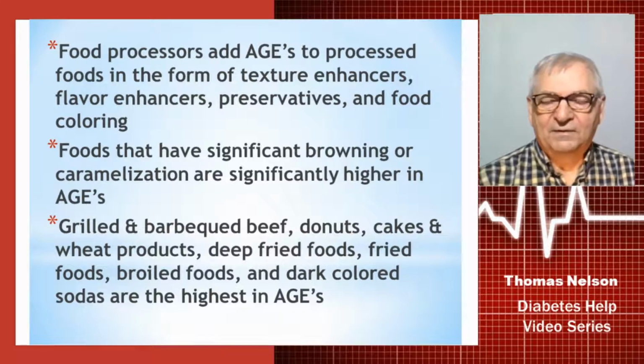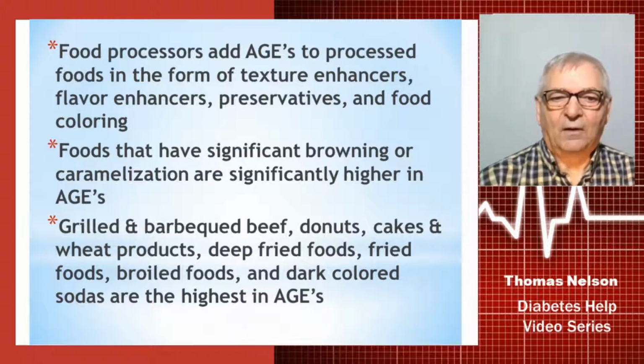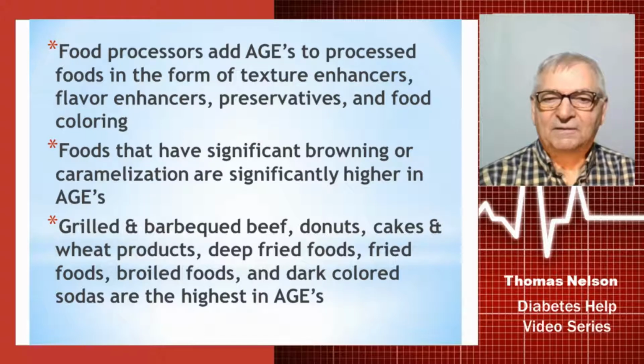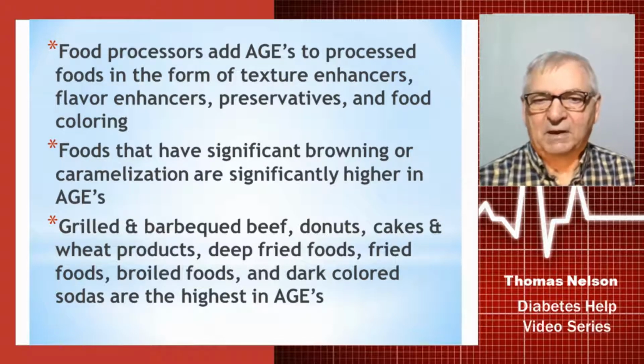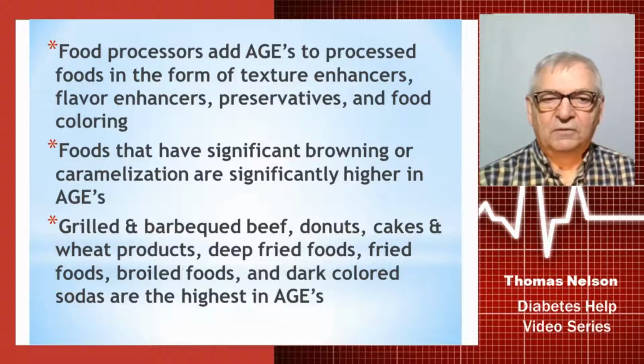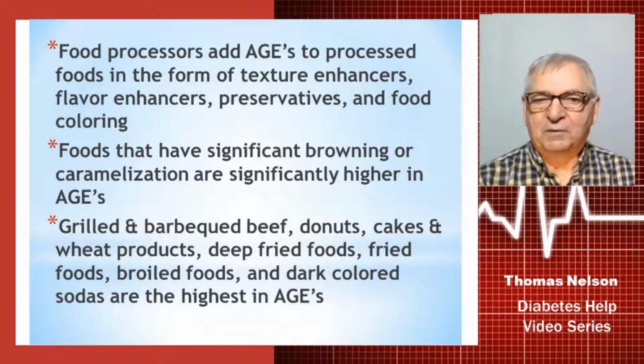So food processors add to the problem because they not only add flavor enhancers, texture enhancers, preservatives, food coloring, and salt and sugar and all of these other things, and then they cook them at extremely high temperatures, and all of these things are going to produce massive amounts of AGEs. The foods that are significant in browning, in other words, everyone loves when you brown the meat or you toast the bread and brown the bread, that caramelization has a significant increase of AGE production.